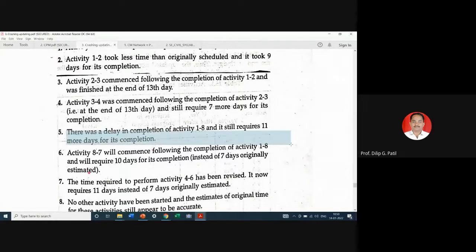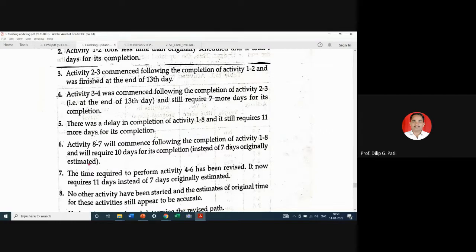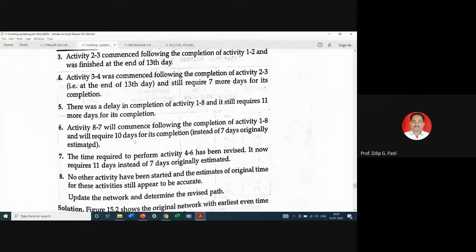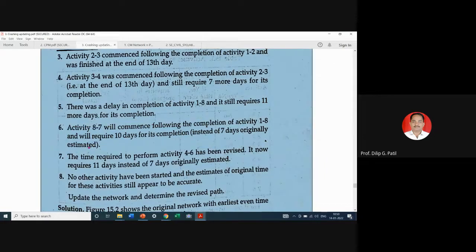So here you can see there is change in the project duration, or the remaining days to complete this activity is given, and that we should consider in our next revised network. So activity 8-7 will commence following the completion of activity 1-8 and will require 10 days for its completion instead of 7 days originally estimated. So you can see there is change in activity duration.